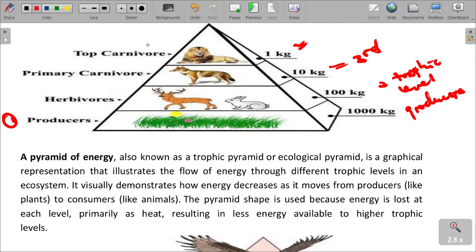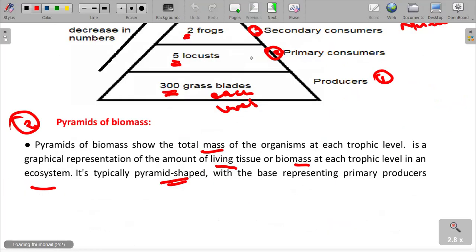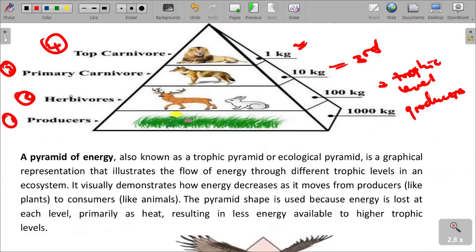This is how it looks. We are saying biomass has to show the total mass of organisms at each trophic level. So the organisms are still the same as you see: one, two, three, four, still in their order, but what is being depicted is the biomass, which has to show the total mass of the organisms.